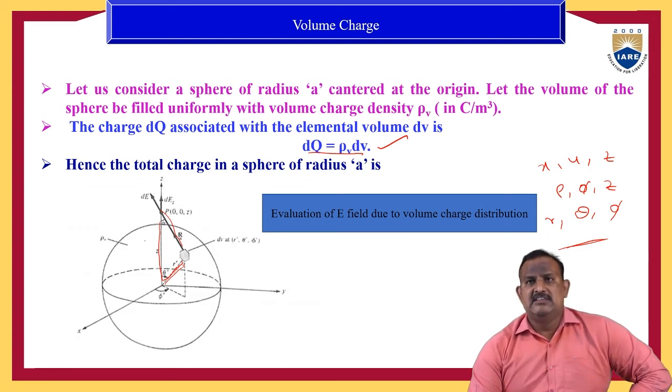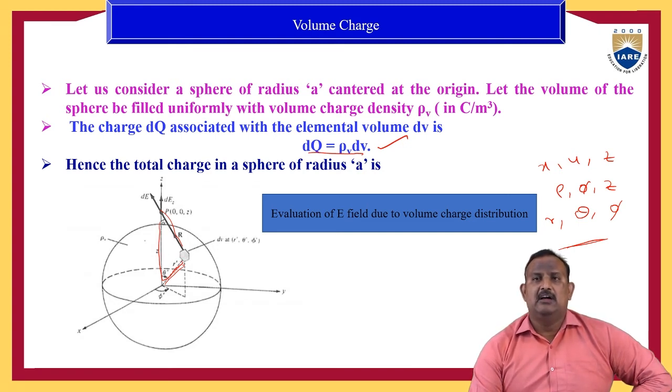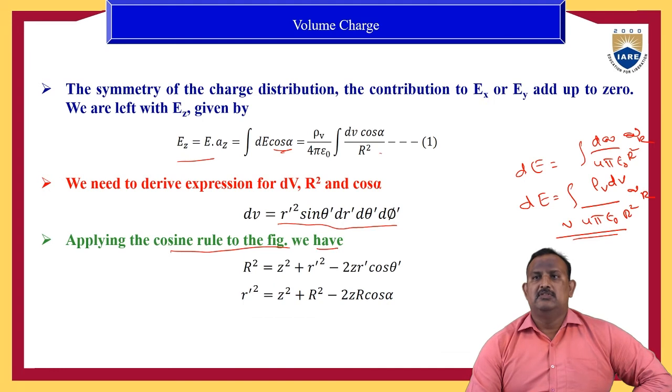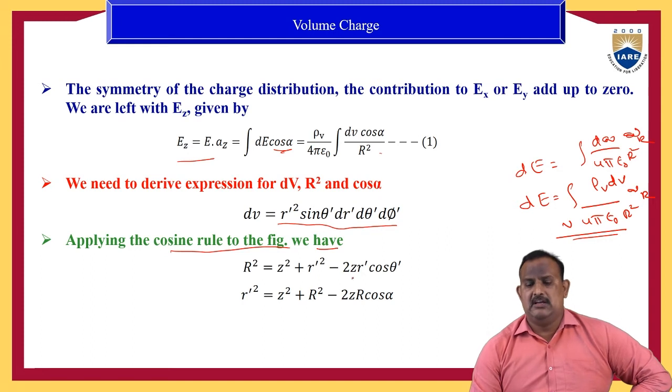So here it is R squared is equal to z squared plus r dash squared minus 2z r dash into cos of the angle opposite to R, theta. We will use the cosine rule. So R squared is equal to z squared plus r dash squared minus 2z r dash into cos theta, the value from the cosine rule.